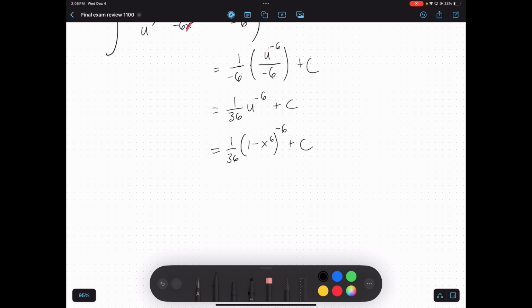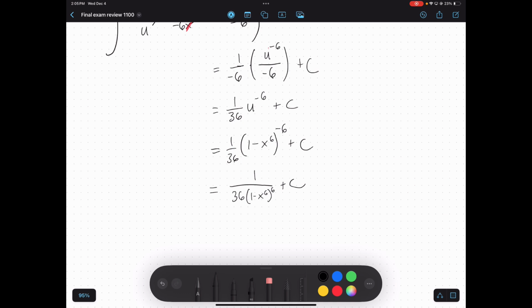Since it's to the negative 6, you could also move that to the denominator and put it as a positive exponent. So I could rewrite it like this: 1 over 36 times 1 minus x to the 6th raised to the 6th. You could also rewrite it like that because that's what a negative exponent means. Once again, with the functions, they're not very picky about how you simplify them. Okay, which is nice.